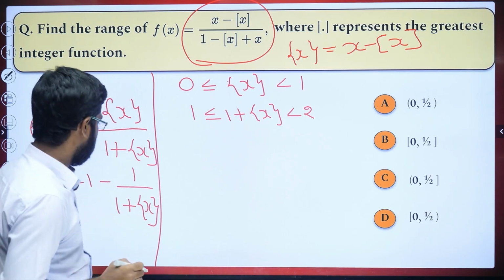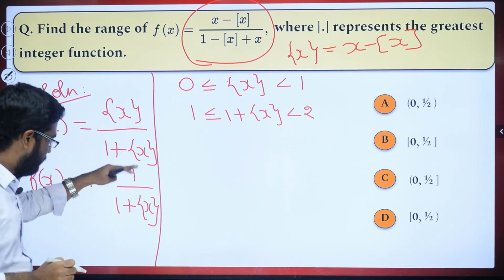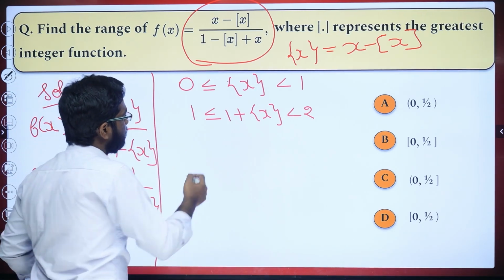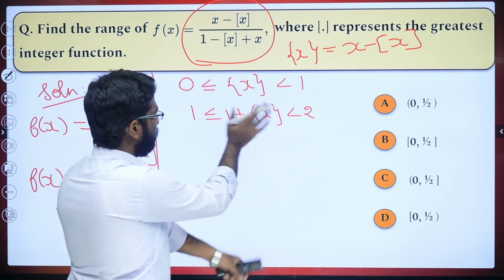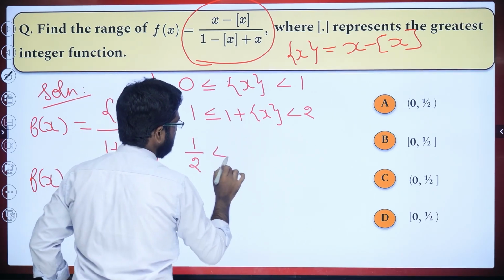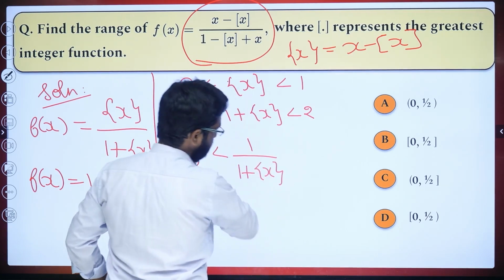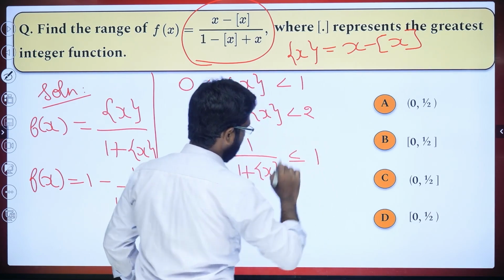Okay, my dear students, one thing I did. Now for 1 by this function, what am I going to do? I am going to take the reciprocal. If I take the reciprocal, the inequality will turn around, my dear students: 1 by 2 less than 1 divided by 1 plus the fractional part of x less than or equal to 1.